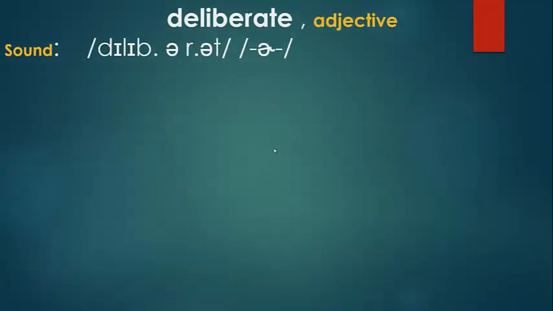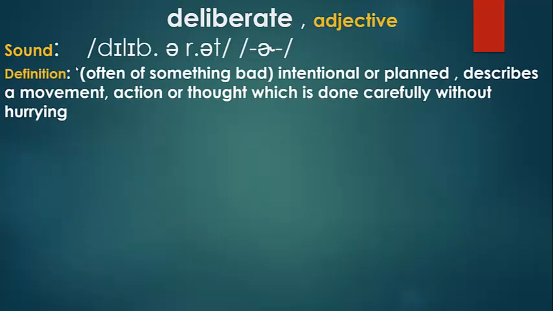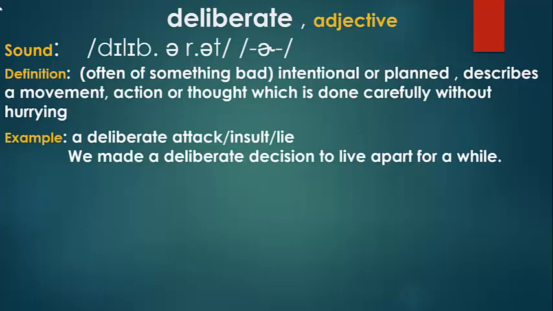Deliberate. It's an adjective. It sounds like deliberate. It means to do something after enough planning, like to think well before acting. Often of something bad, intentional or planned, it describes a movement, action, or thought which is done carefully without hurrying, like to think well before acting. Don't act in a hurry to avoid committing mistakes. Example, we have a deliberate attack, insult, or lie. This is a negative meaning.